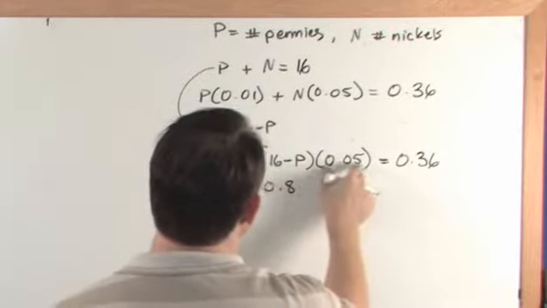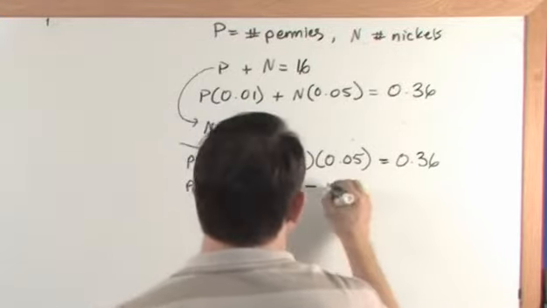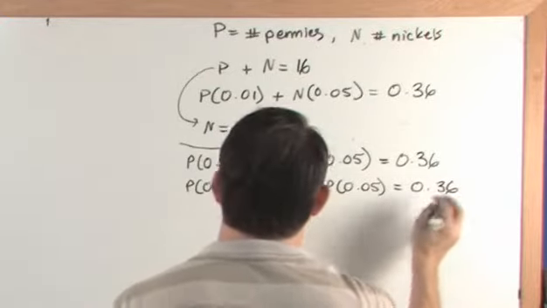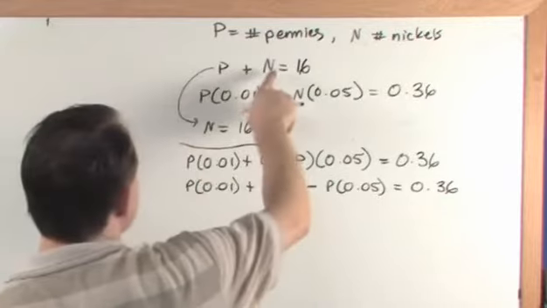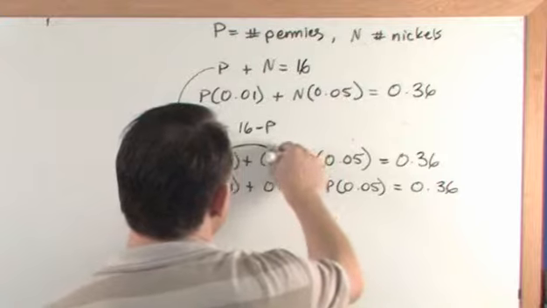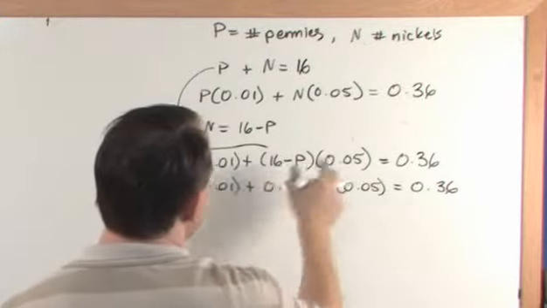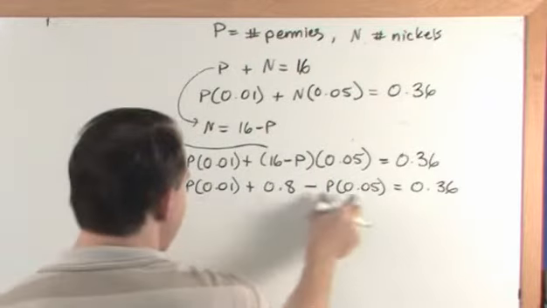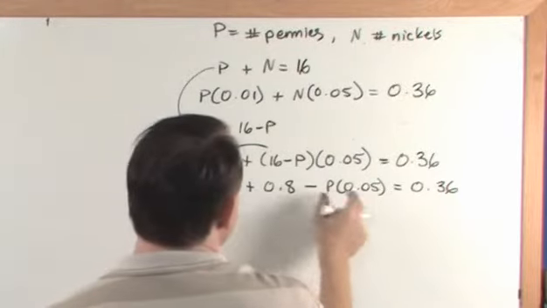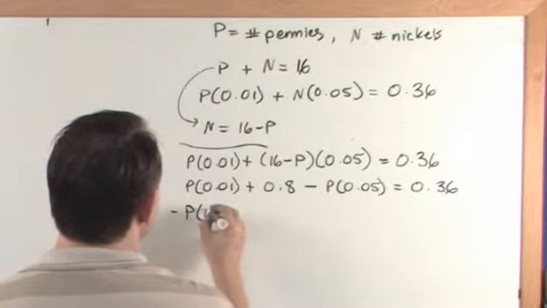16 times 0.05 is going to give you 0.8 minus, because you have a minus sign here, P times 0.05 is equal to 0.36. So you see, all we've done here is we've plugged in the number of nickels into this equation. We got this, and we just started to simplify. You have to distribute here just like this, okay? Because you have two terms in here and one term in there. So now we can add the P terms up here. 0.01 minus P times this is going to give you negative P, 0.04.